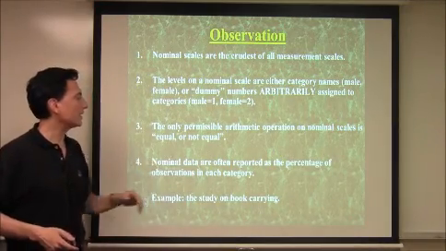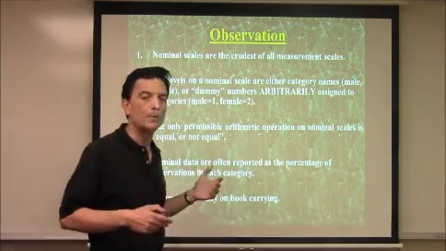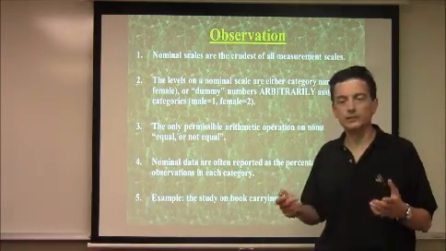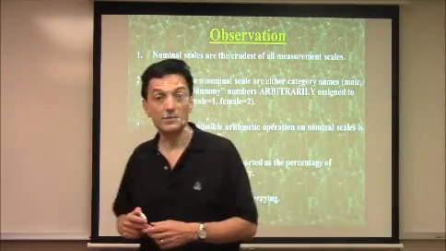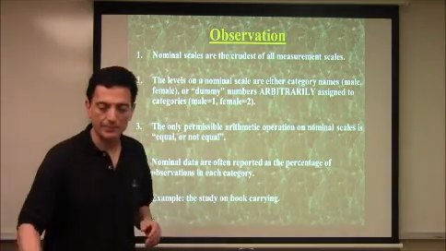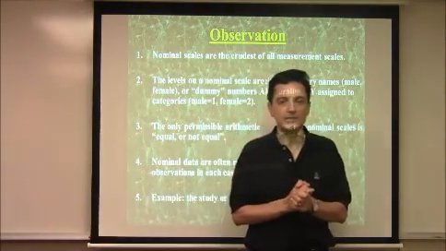Okay? So nominal data are often reported as a percentage of observations in each category. Again, we might say something like we had 70% female psychology majors and 30% male psychology majors, whatever the categories might be. Here's an example that might be of interest to you. We'll give you a real-life behavioral example.